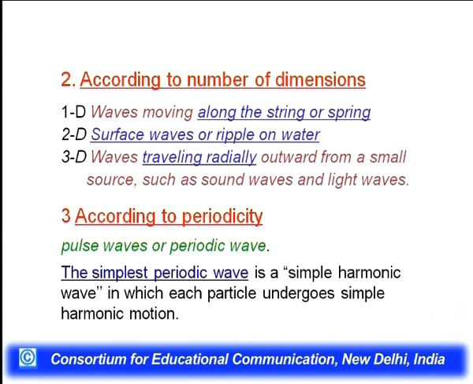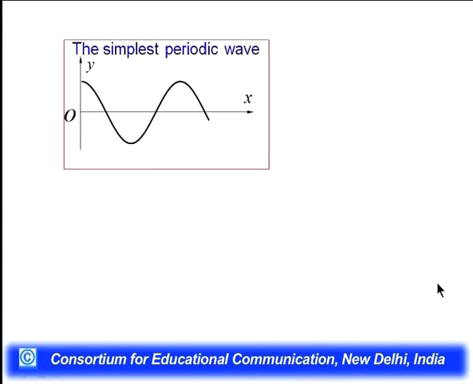The simplest periodic wave is the simple harmonic wave. When we talk about a periodic wave, it means a wave which we get at a particular time interval. That is a simple harmonic wave, in which each particle undergoes a simple harmonic motion. Those particles which undergo simple harmonic motion form a simple harmonic wave.